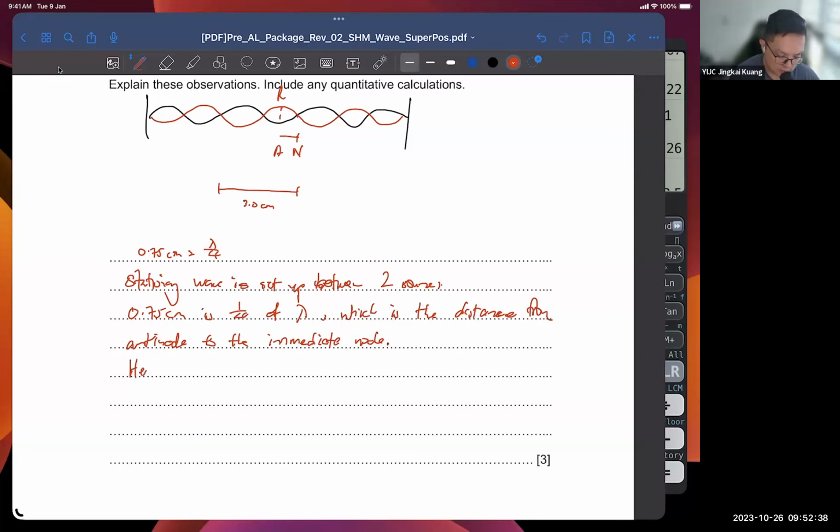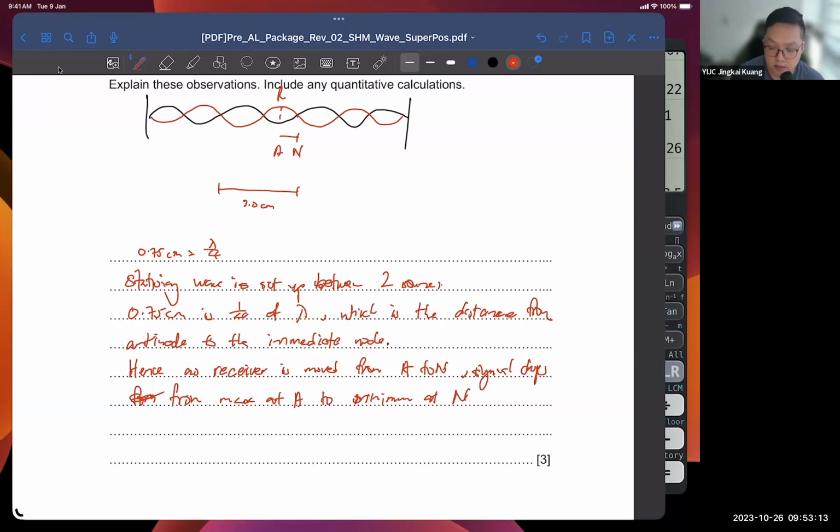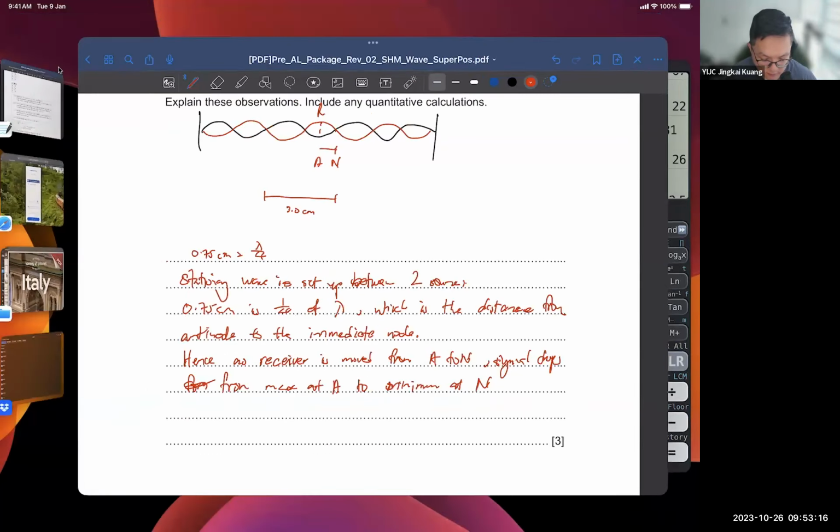Hence, as the receiver is moved from A to N, the signal drops from maximum at A to 0, minimum, at a node. Okay, so let's double check. I think this one should be fine.